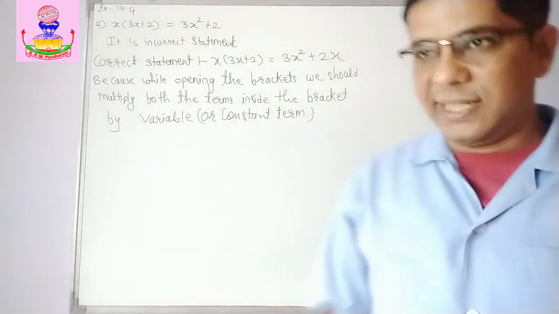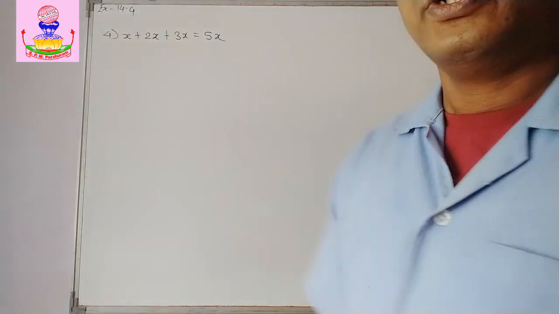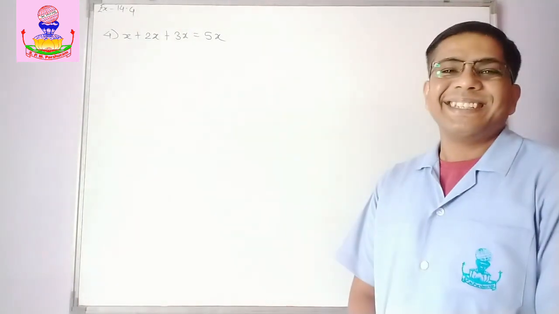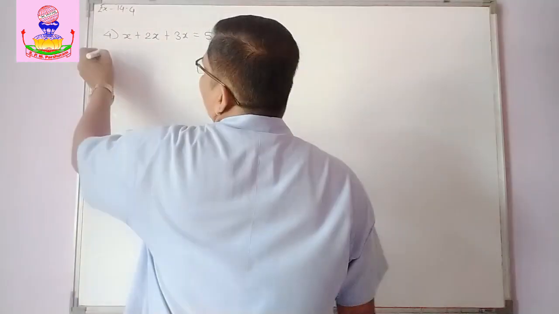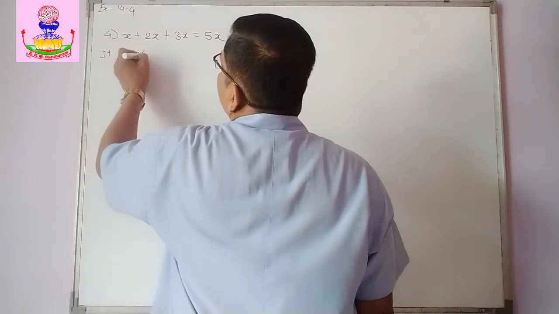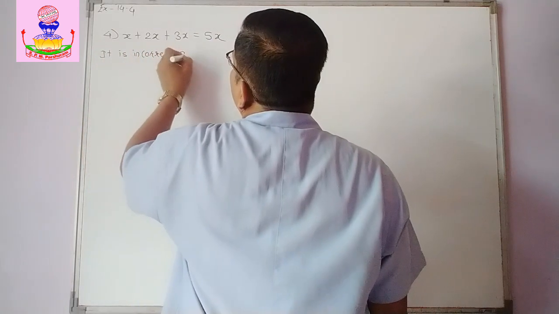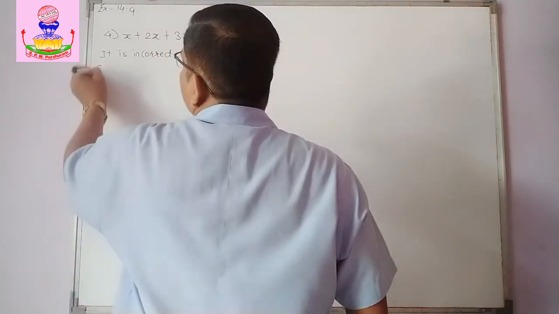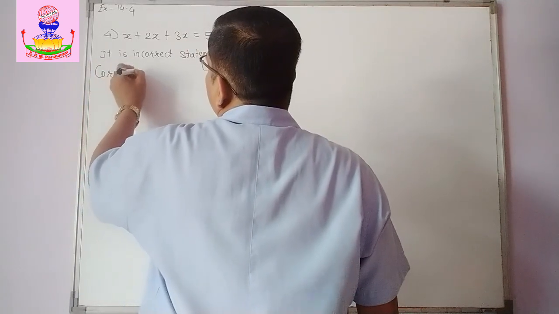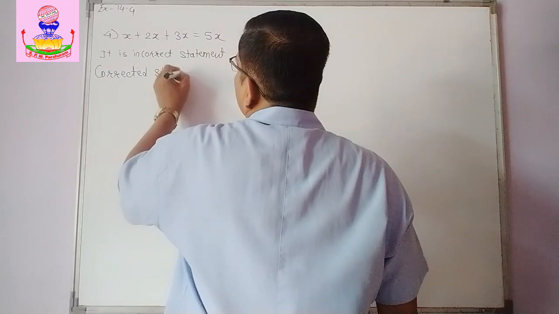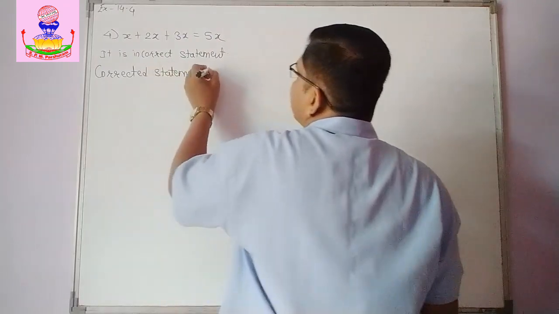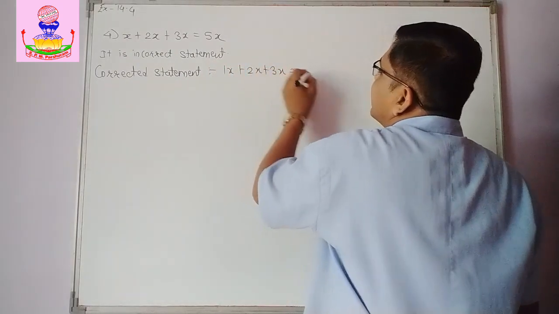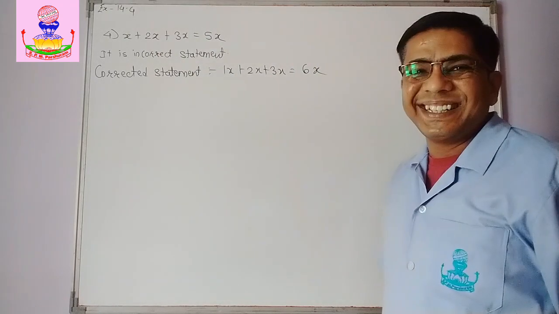Now let's move to the next example. Now the fourth one, x plus 2x plus 3x is equal to 5x. Is it correct? Obviously not. So it is an incorrect statement. So what is the corrected statement? 1x plus 2x plus 3x is equal to 6x.